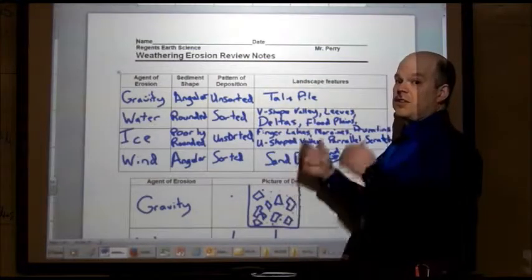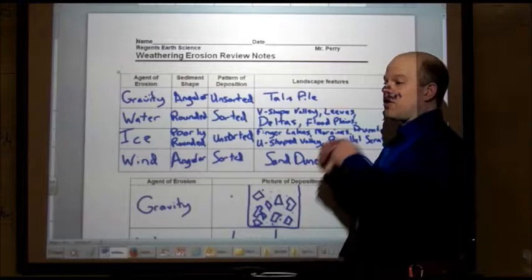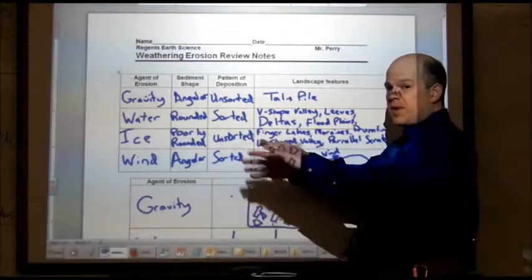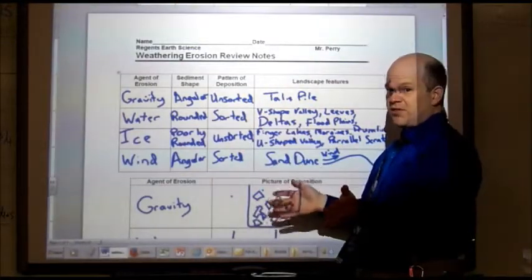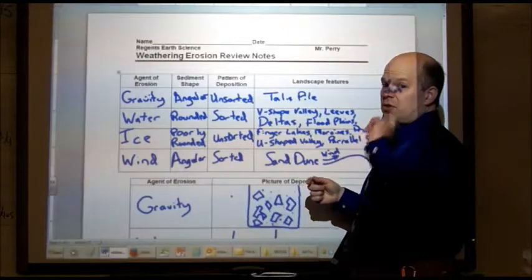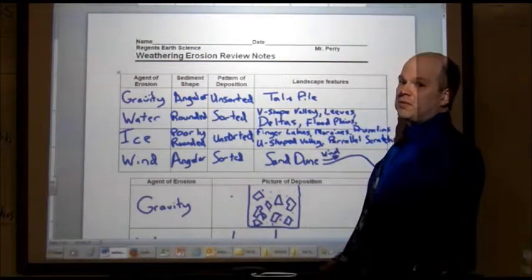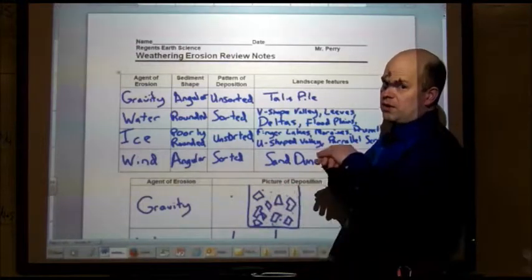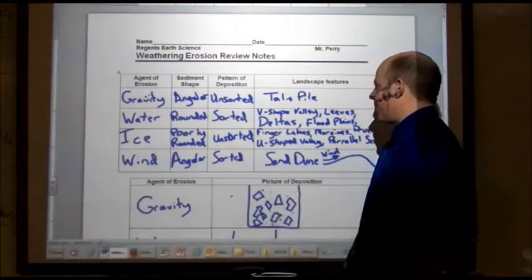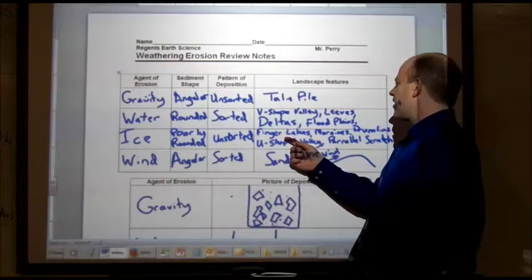Okay, delta. You need to know what a delta is. It's another landform. It's where the river comes out, the mouth spreads out, deposition occurs, a big giant fan-shaped deposit. We watched the delta form on the stream table a couple weeks ago. You need to know what a floodplain is. Large flat area next to a river that floods. Done.